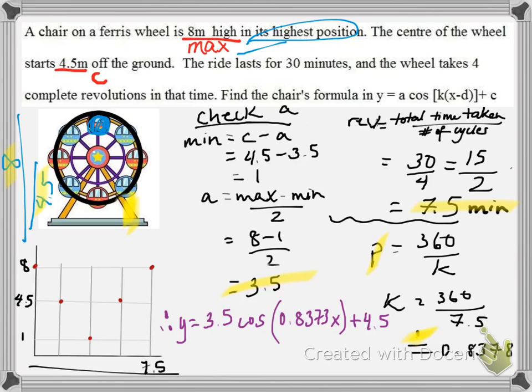Now we're going to draw it out to help understand why we're using cos. We know that each period takes 7.5 minutes, and the max is at 8. And we know that we're starting at the max because the wheel is at the max. So 8, and then down, and then back up to 8. That's where you can see it's cos, it's not reflected, it's just normal. So now we're going to use the normal therefore statement. y equals 3.5 cos, 3.5 is what we calculated up there, 0.8378 from over here, plus 4.5.